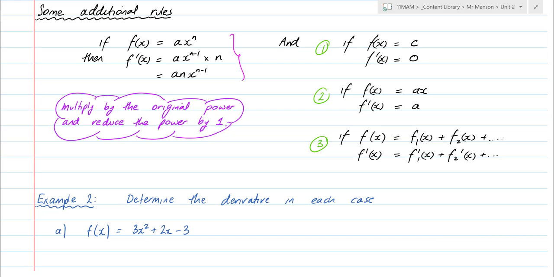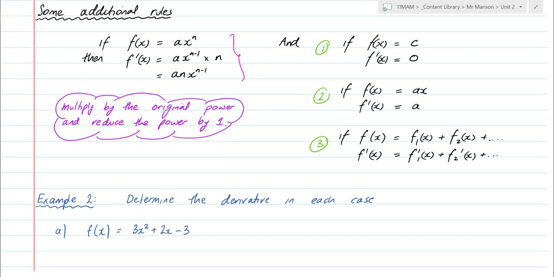1, 2, and 3 are additional rules. Two of them we've already talked about. Rule number 1: if you have a function that's just a constant, just a number, when you derive that function, you get 0. We talked about why last lesson. It's all to do with the fact that that constant is actually cx to the power of 0. When you bring the 0 out the front, the whole thing disappears. So when you derive a constant, it vanishes. It doesn't really disappear, it turns into 0, so it's still there, it's just 0.